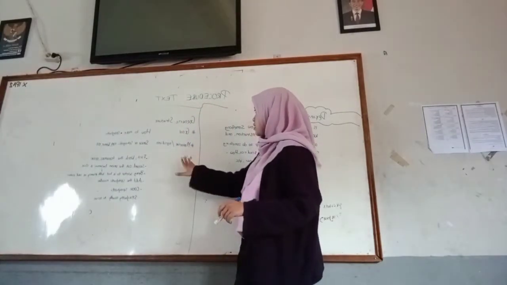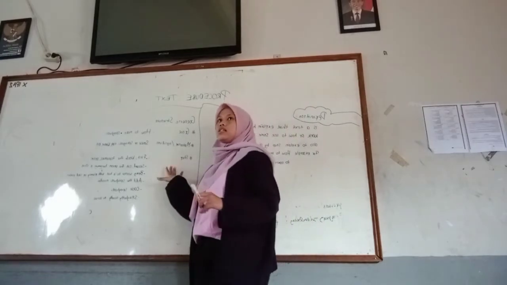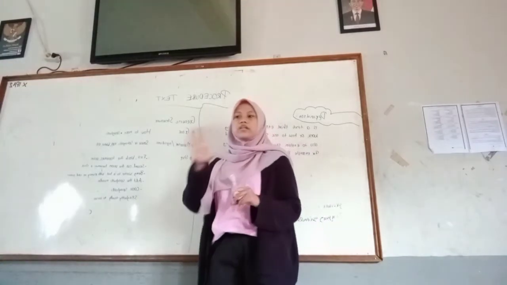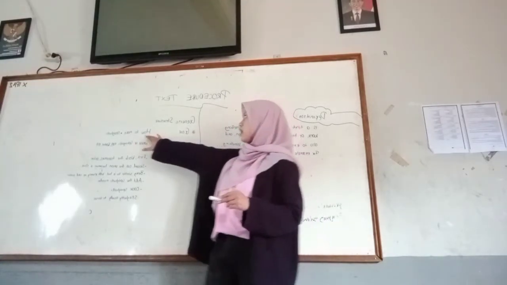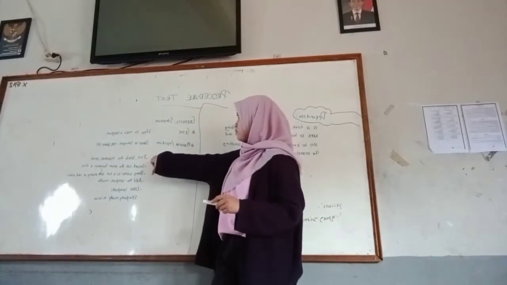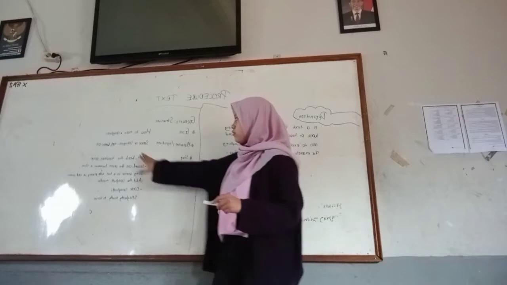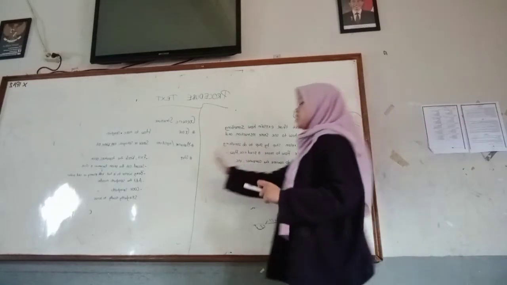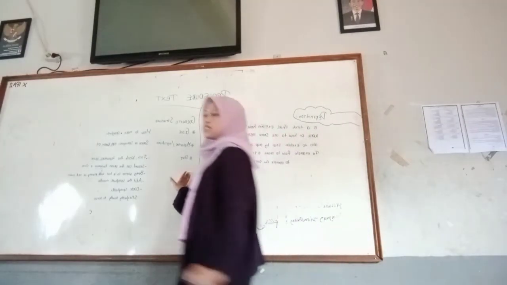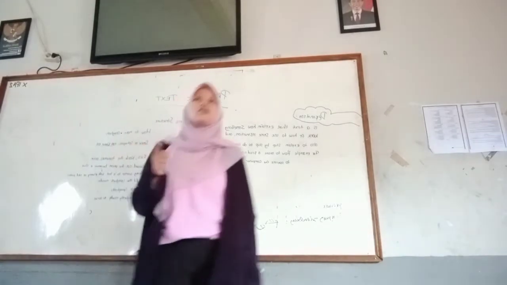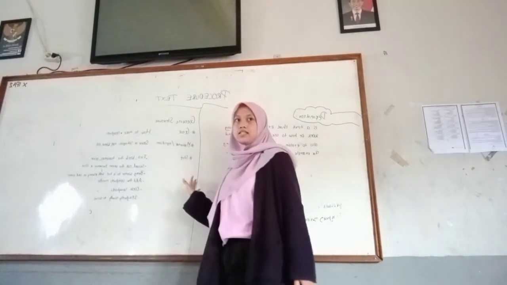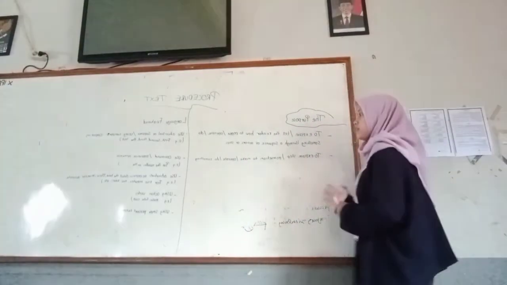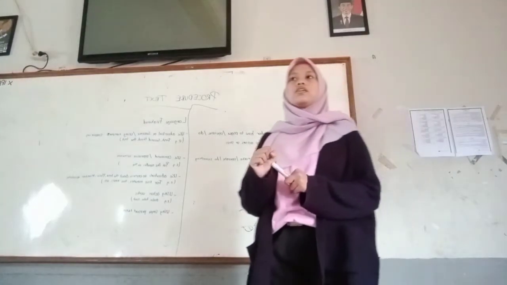Okay, the third is step. Step in here means instruction, explaining step by step how to do something, for example how to make spaghetti. The step by step of how to make spaghetti, the first is with the tomatoes and so on. Okay, that is the definition and generic structure of procedure text. Have you understood my explanation? Okay, thank you. It's clear, guys, about the definition and the generic structure of the procedure text.